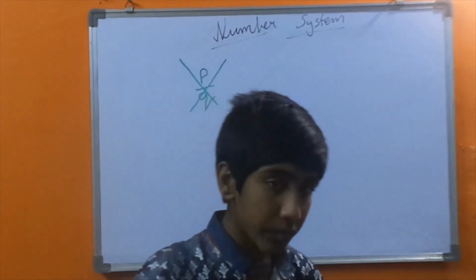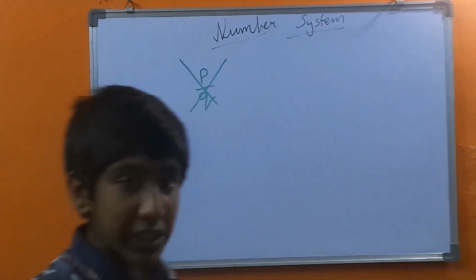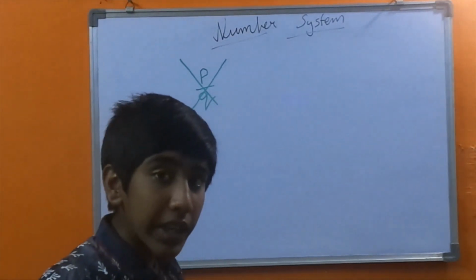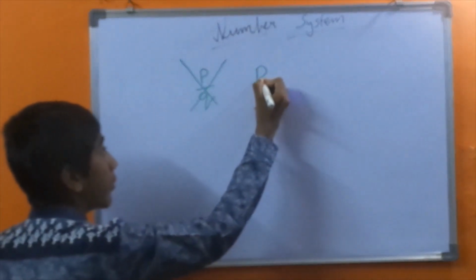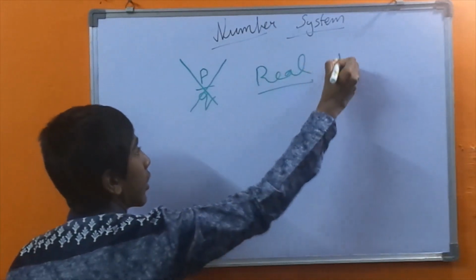So, these irrational numbers and rational numbers together make the real number system, denoted with the letter R.